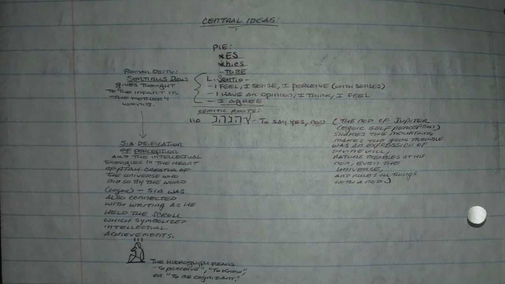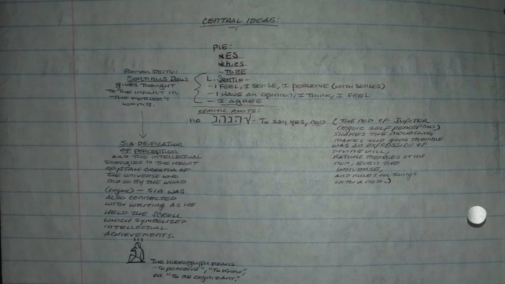You know what I mean? And keep in mind, the nod of Jupiter, all right? The egoic self-perception shakes the mountains, makes the gods tremble, was an expression of divine will. Nature trembles at his nod, even the universe, and rules all things with a nod. By just saying yes, there's so much that you can do by just having a positive attitude, by just going through things with your eyes open. And like I said, not being fake, not being just a yes man about everything that goes on, but by being the type of person that's stepping towards things with a proactive attitude, a can-do attitude, and really seeing where you stand in between the balance.